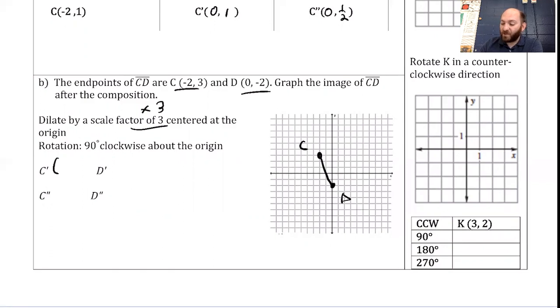If I take -2 times 3, that gives me -6. 3 times 3 is 9. For D prime, I got 0 times 3 is 0, and -2 times 3 is -6. So let me plot these points. We got 1, 2, 3, 4, 5, 6, and then up 7, 8, 9. Here's C prime. D prime is at 0, -6. So 1, 2, 3, 4, 5, 6.